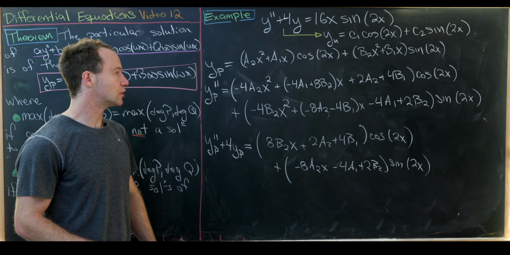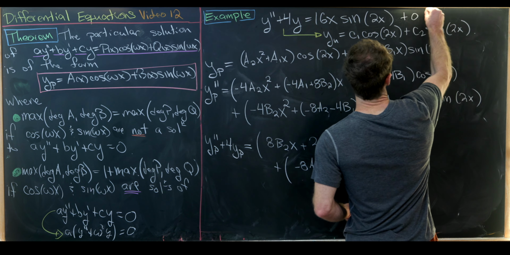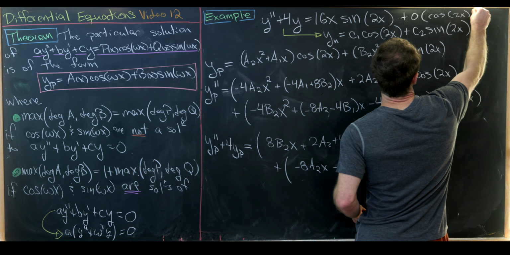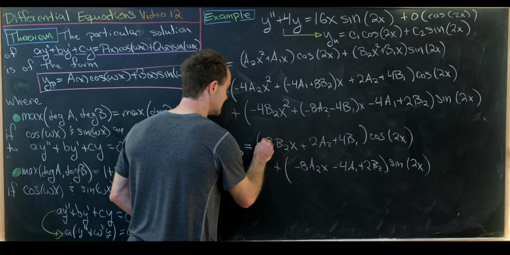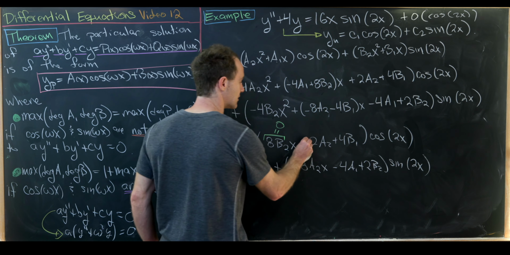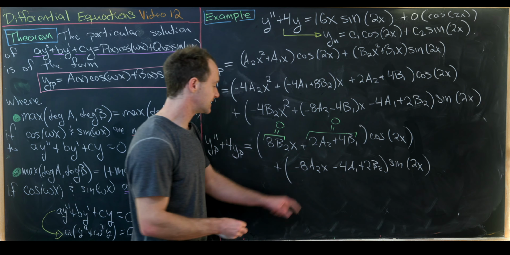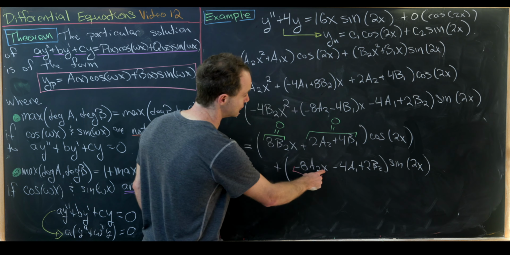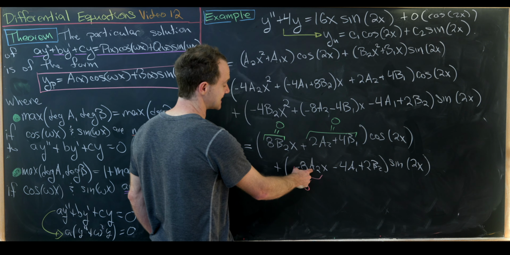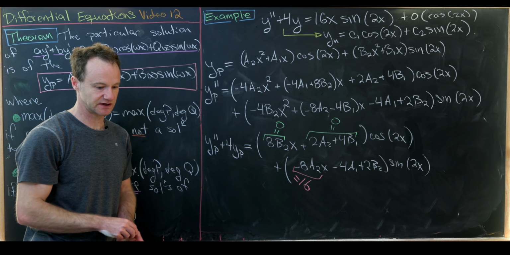And now we can equate coefficients just as before. So maybe I'll note that this is plus 0 times the cosine of 2x. So that tells us that everything here has to be equal to 0. So 8 times b2 must be equal to 0, and this combination of a2 and b1 also must be 0. We also get that negative a2 has to be equal to 16. That's because we have minus 8a2x times sine 2x, and we've got 16x sine 2x over here.